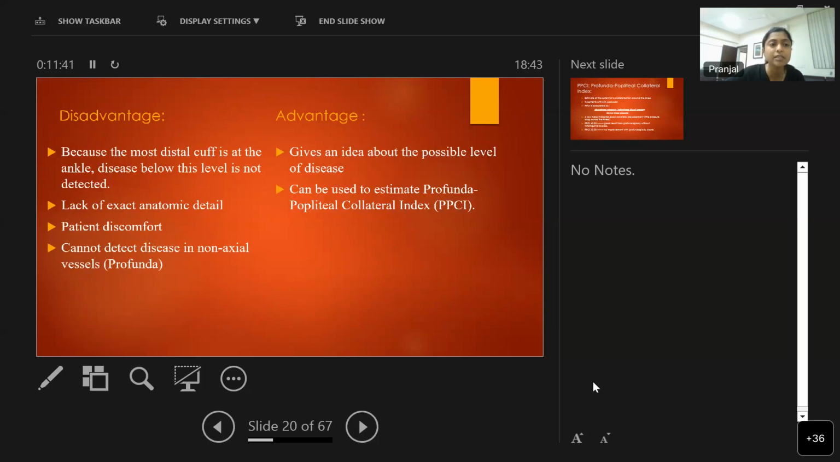But the disadvantage is that the distalmost cuff is at the level of the ankle. So below this level, if there is a disease, we cannot know of it. It does not give the exact anatomical detail. It may cause patient discomfort, and it cannot detect disease in the non-axial vessels like in the profunda.